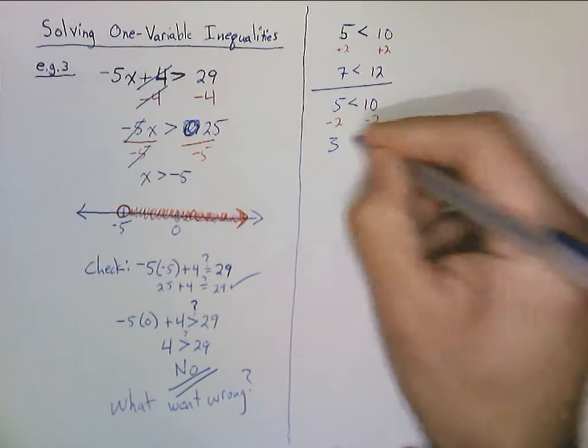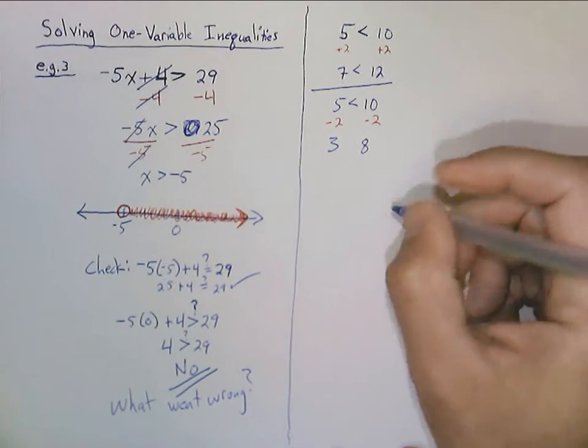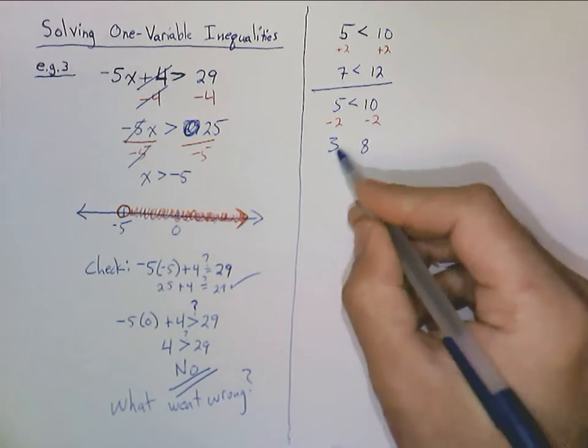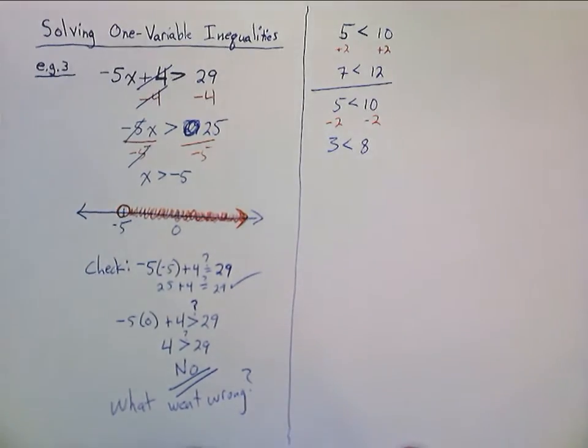5 minus 2 is 3. 10 minus 2 is 8. Does this inequality still hold? Yes, 3 is still to the left of 8.